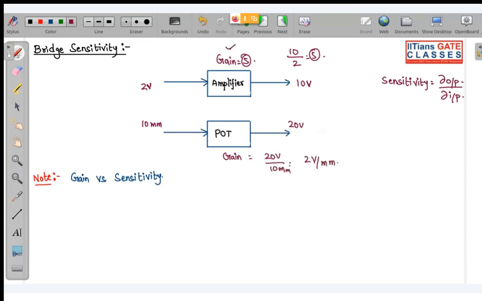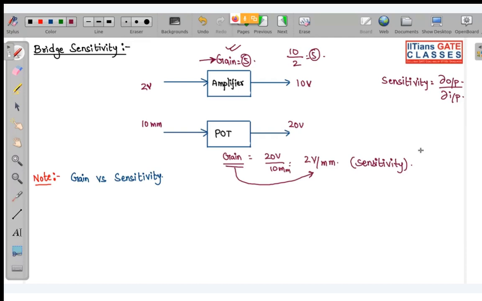The earlier quantity is unitless, and it is known as gain. Even this is known as gain, but here we have a unit. So this is one special case of gain, which we call sensitivity. Remember, sensitivity is also gain, but it has a unit. Tell me, is that clear?